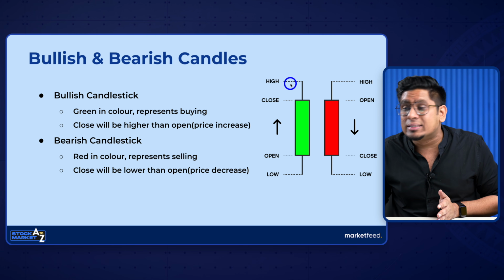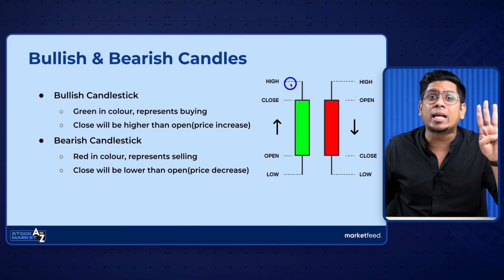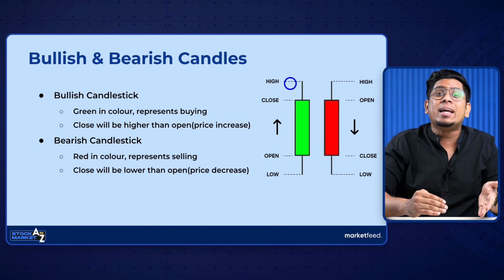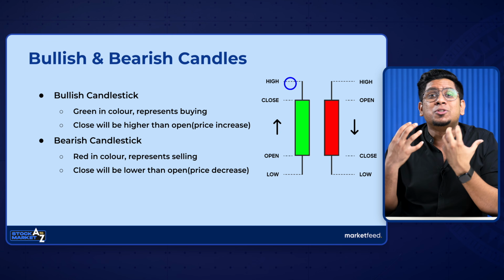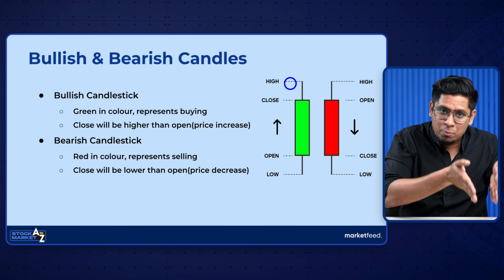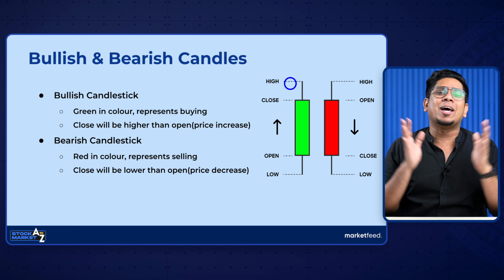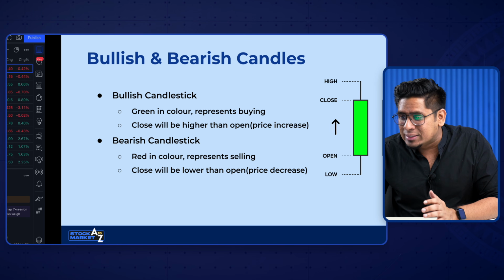If you look at a candlestick, it gives you 4 different data points. That is, on the y-axis, you have price. So those are the 4 different data points that you'll get. And it also gives you a story regarding whether buying happened in that stock or selling happened in that stock during that time period. Now what we can actually do is some practical learning.